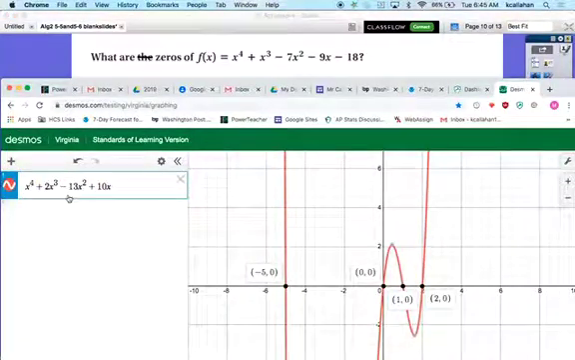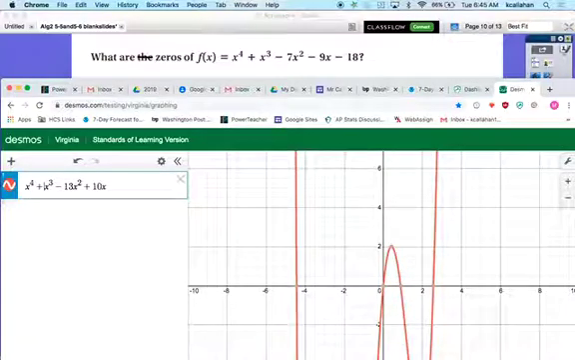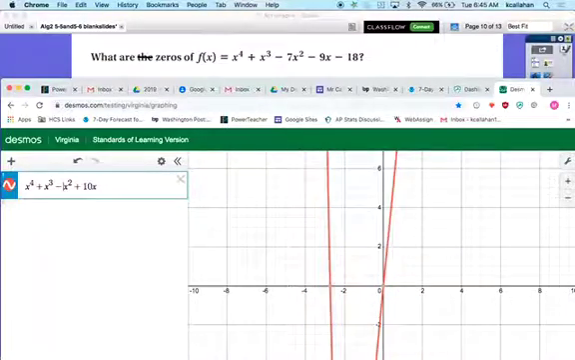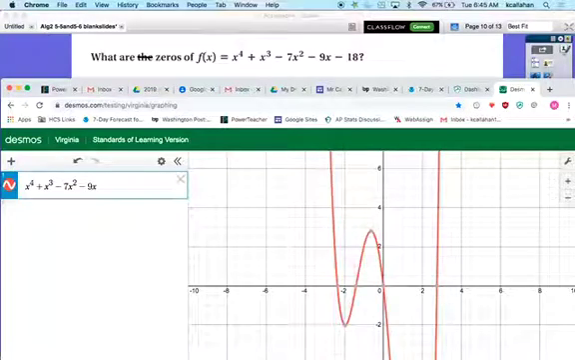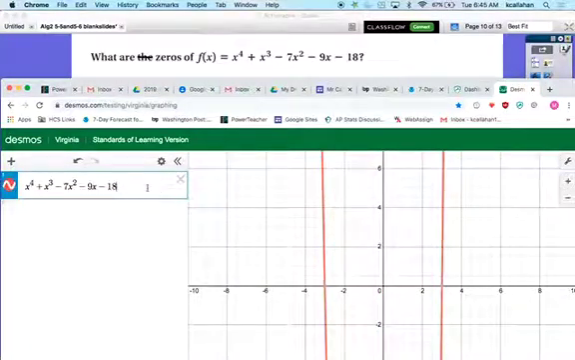And this is going to be x to the 4th plus x to the 3rd minus 7x squared minus 9x minus 18, and make sure I got all that in there correctly. And it does look good.